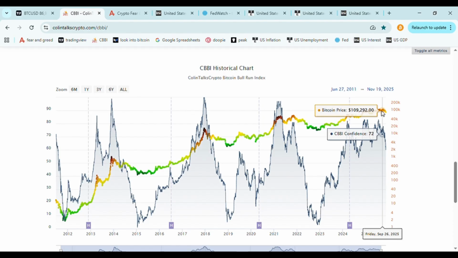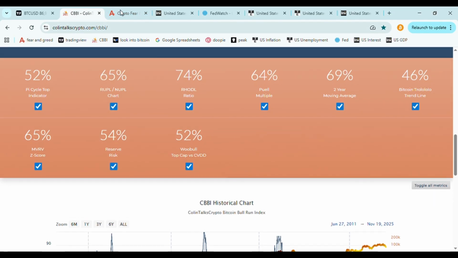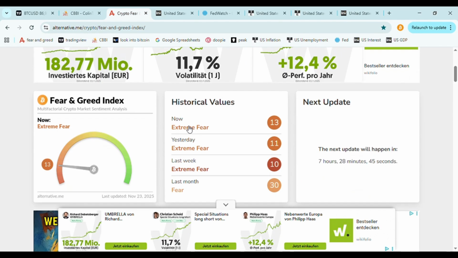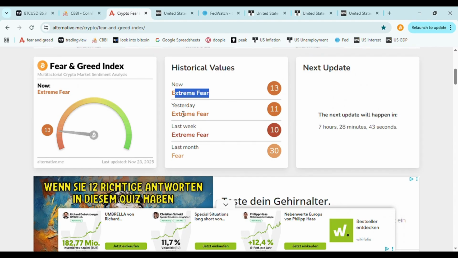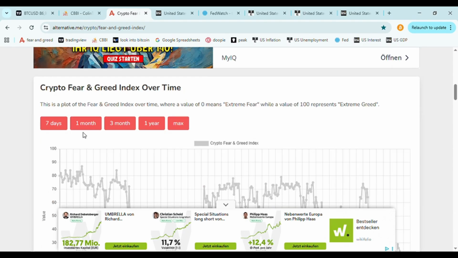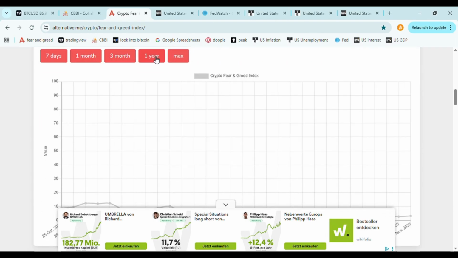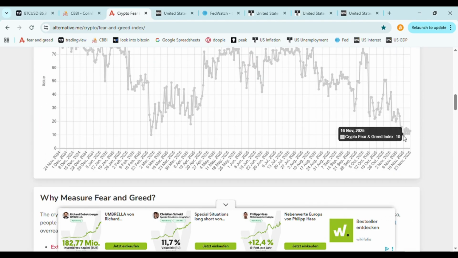If we look at the market sentiment right now, the fear and greed index, we see extreme fear. Yesterday, last week, last month, fear, we are at 13, which is very low. If you look at the last year, we haven't seen this much fear since February 2025.